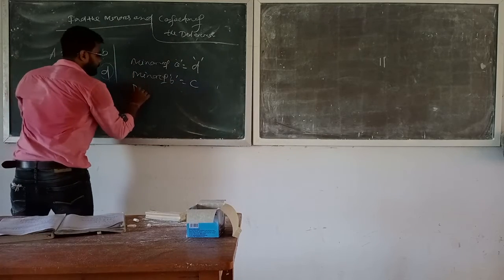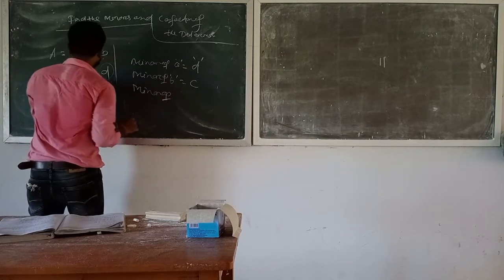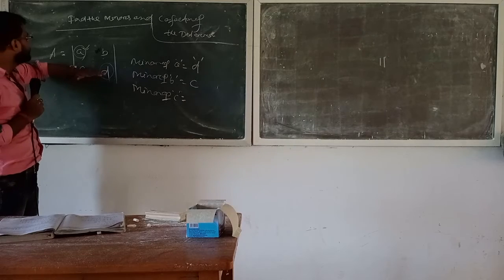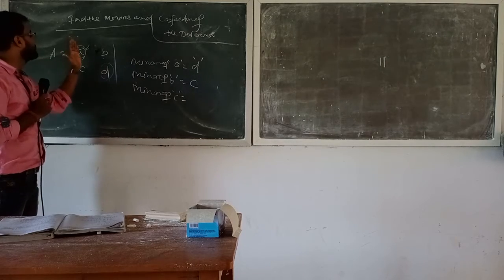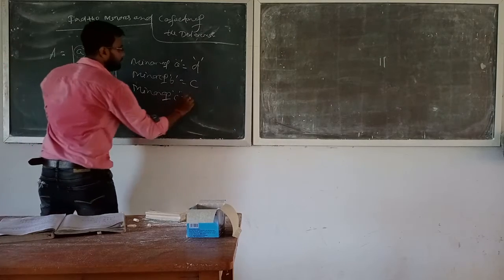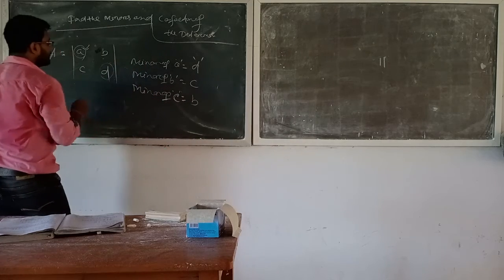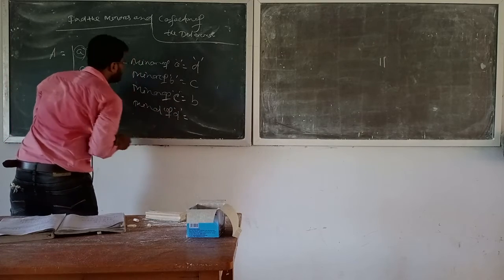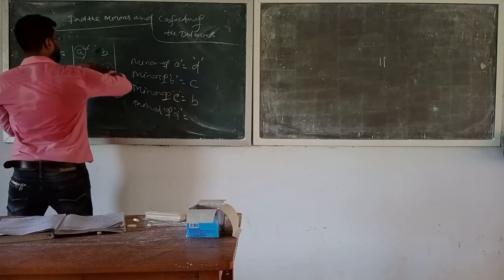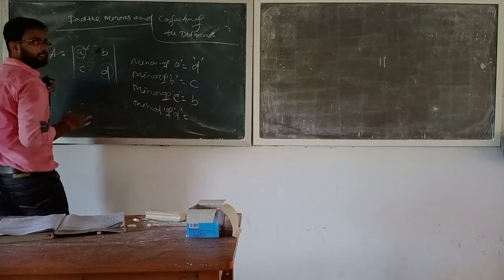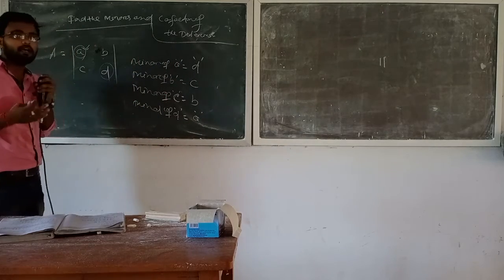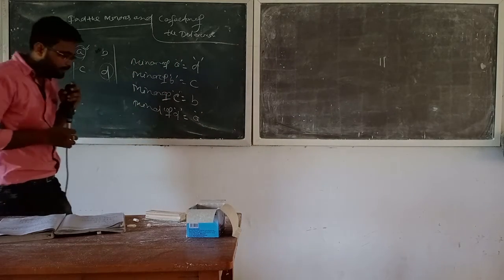Again you can find the minor of C. Minor of C means we delete the second row and first column. The rest element is B. Similarly, minor of D is eliminating the second row and second column, and the rest element is A. This is the way to find the minor of a determinant.